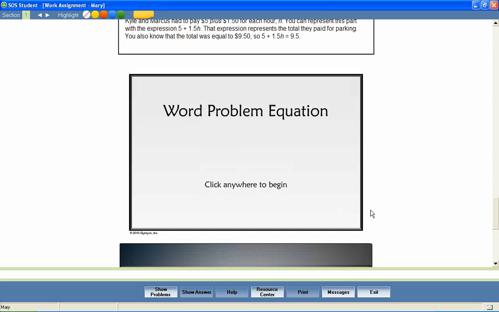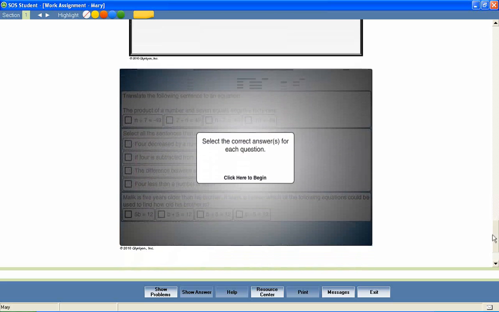Another interactive learning exercise provides a review of lesson content.